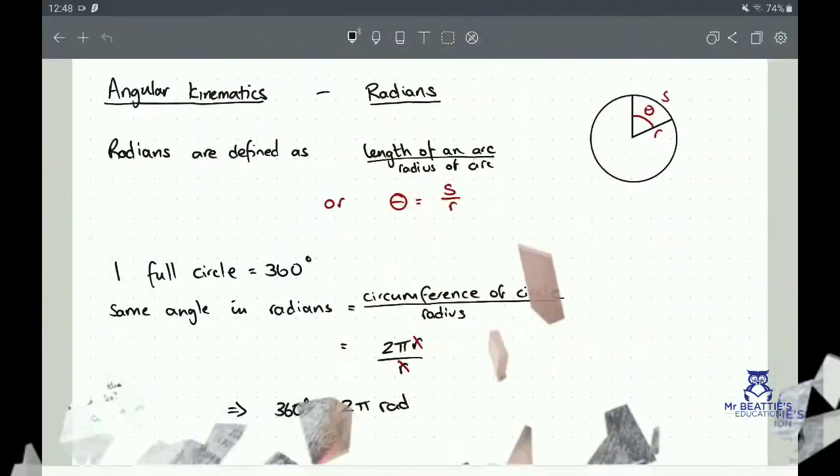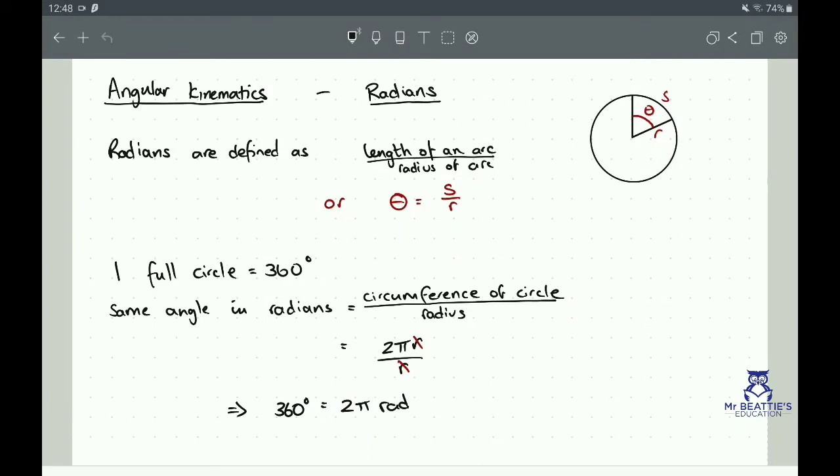Hello and welcome. So today we're going to take a step away from our linear kinematics and start looking at things in an angular scale. Okay, before we do that, there's a couple of things we need to go over. So we need to talk about radians.